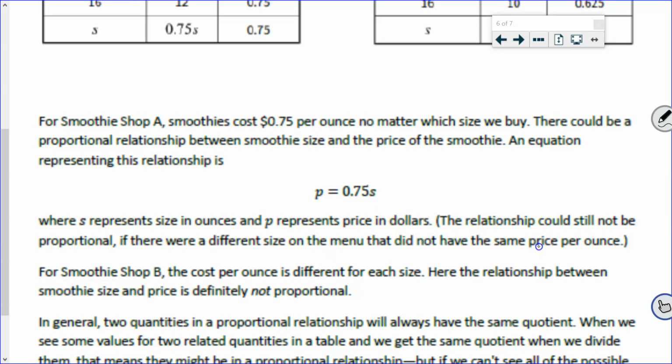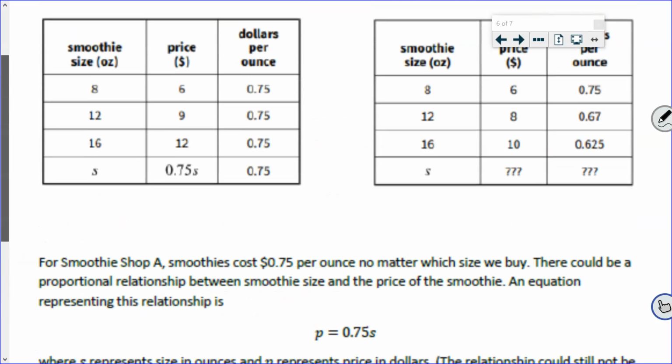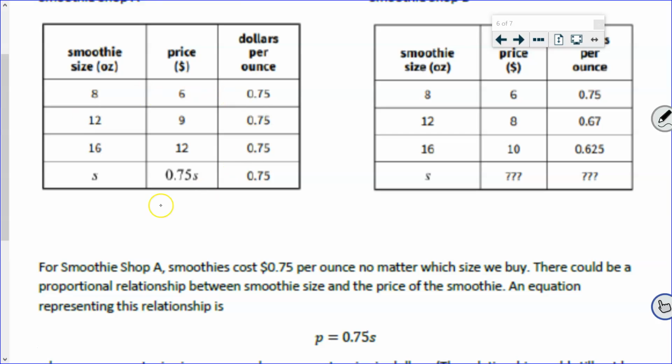The relationship could still not be proportional if there were a different size on the menu that did not have the same price per ounce. But based on this information and this menu that has been given to us, it is proportional. If they were to squeeze something else in there, that might change it. But with this information, it is a proportional relationship.